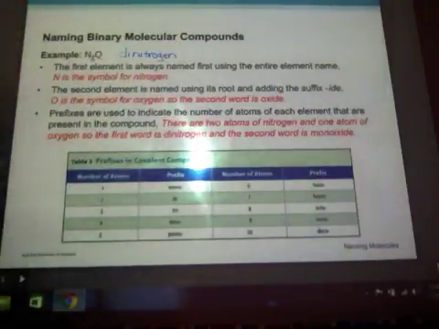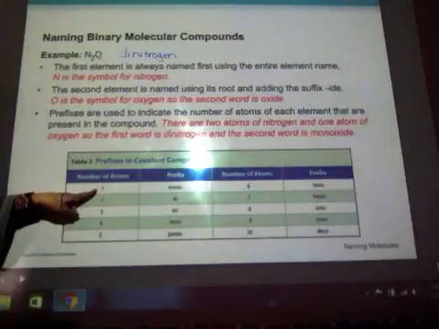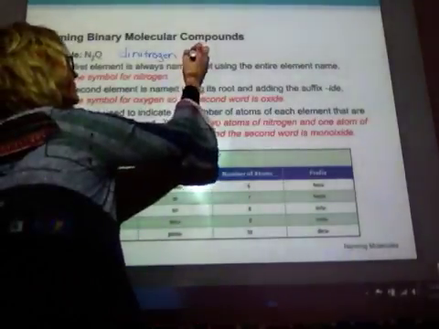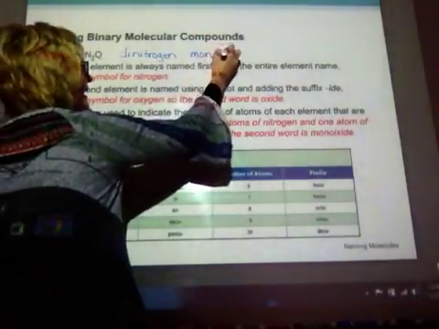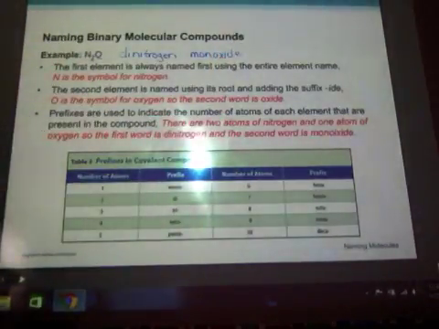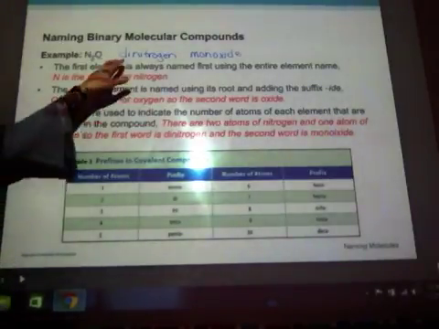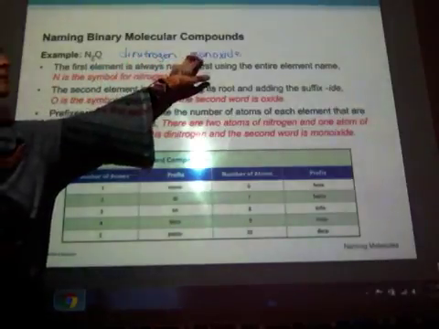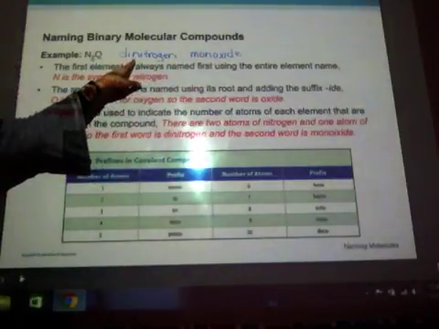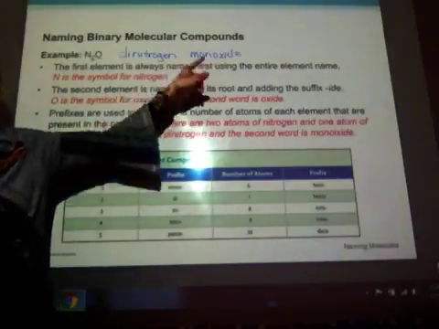How many oxygen do I have? 1. What's the prefix for 1? Mono. So it would be monoxide. And if you put an extra O somewhere or don't quite spell the second name right, I won't count it wrong. But dinitrogen monoxide: I have 2 nitrogen, I have 1 oxygen.